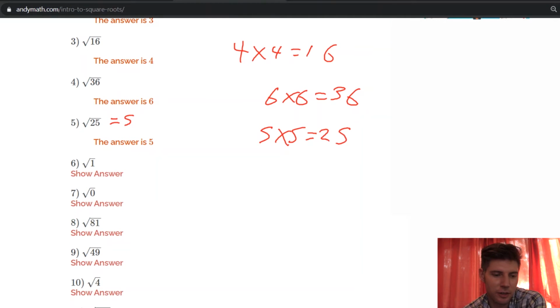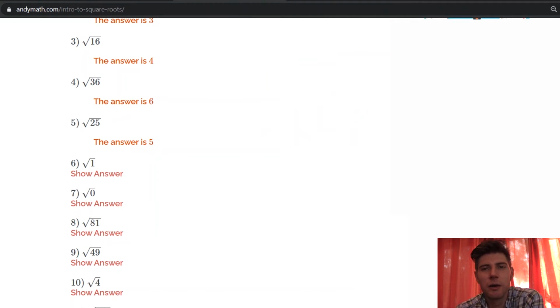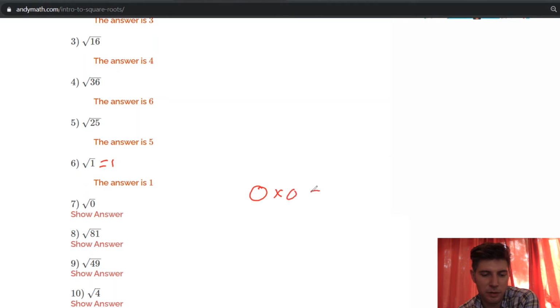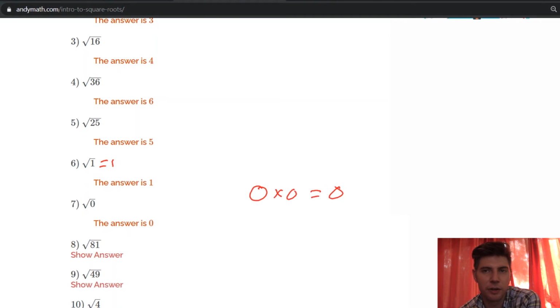And we can check it. The square root of 1 is kind of tricky, but what times what equals 1? What times itself equals 1? Well, that's 1. 1 times 1 is 1. So the answer to this one is 1. And 0, square root of 0. What times what? What times itself equals 0? Well, 0 is the only number that's true for. 0 times 0 equals 0. So the square root of 0 is 0.